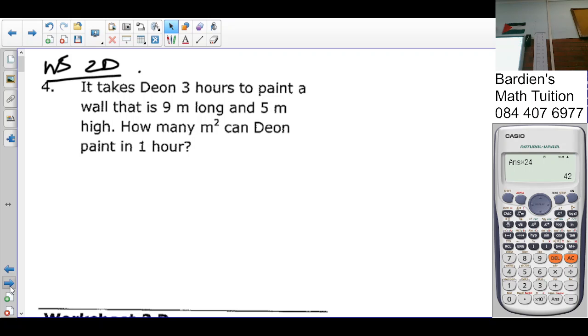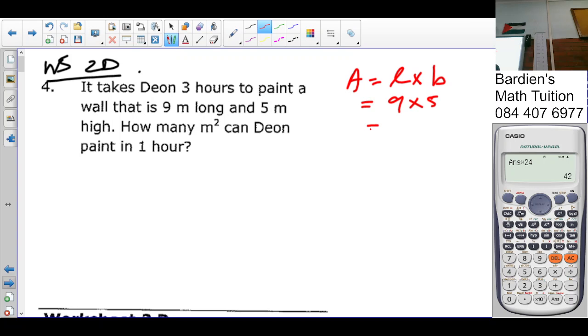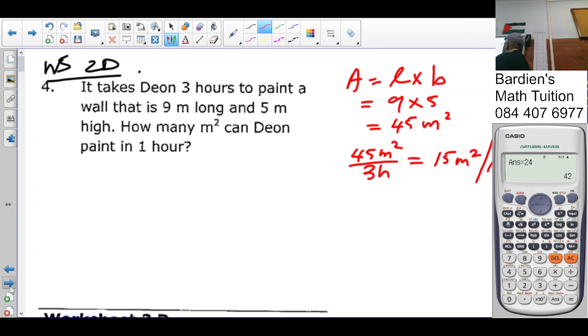So how do you work out the square meterage? The area is equal to length times breadth. The length is 9, the breadth is 5, which gives you 45 meters square. So the area of the wall he is painting is 45 meters square. He covers 45 meters in 3 hours. So that means it's 45 meters square divided by 3 hours. He covers 15 meters square per hour.